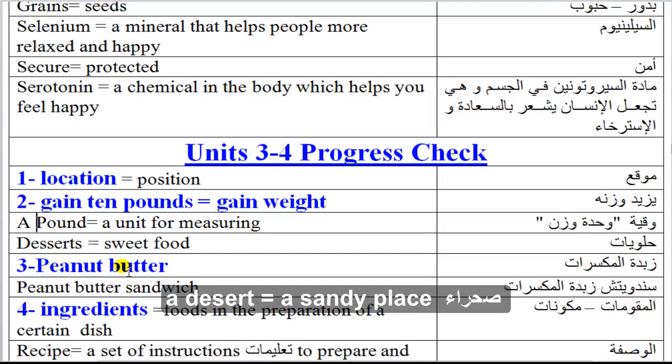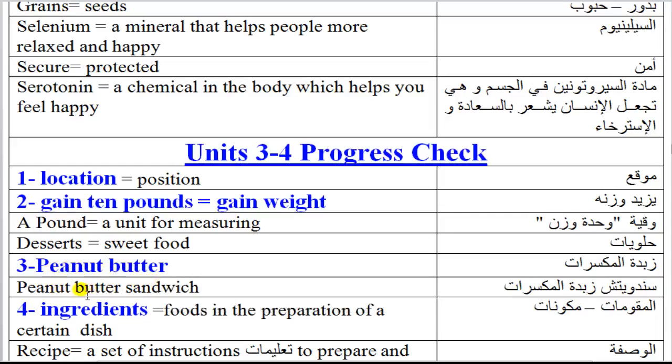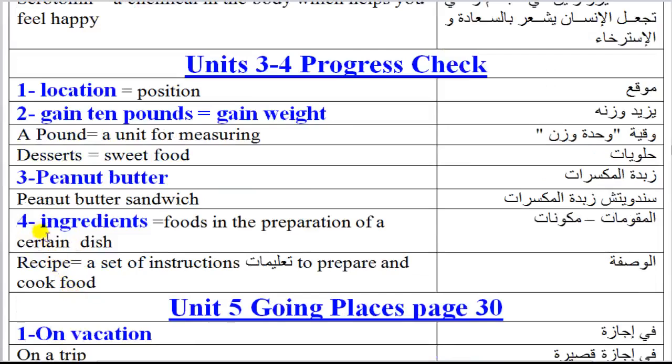3. Peanut butter sandwich. 4. Ingredients. Food used in the preparation of a certain dish. Recipe. A set of instructions to prepare and cook food.